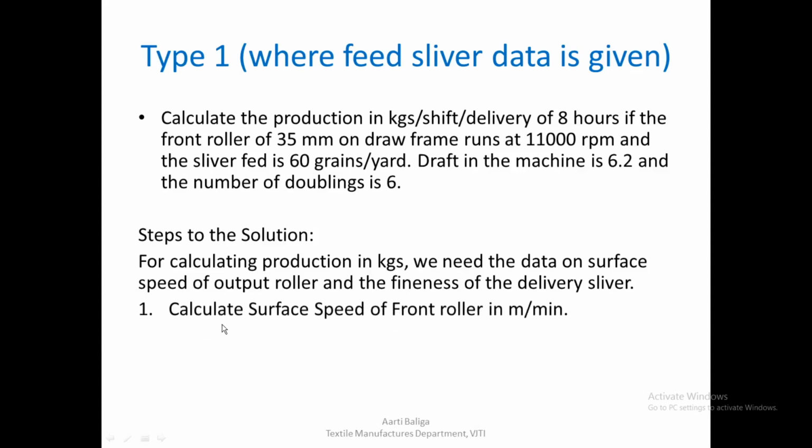So the first step would be to calculate the surface speed of the front roller in meters per minute. The second data that we require is the ktex of the output sliver, so we'll need to do some calculation with the given figures and find out this value. And then the third step would be to calculate the production in the required unit.